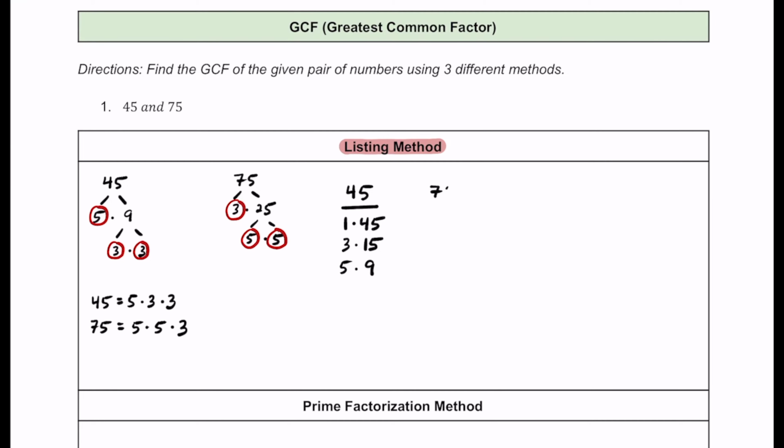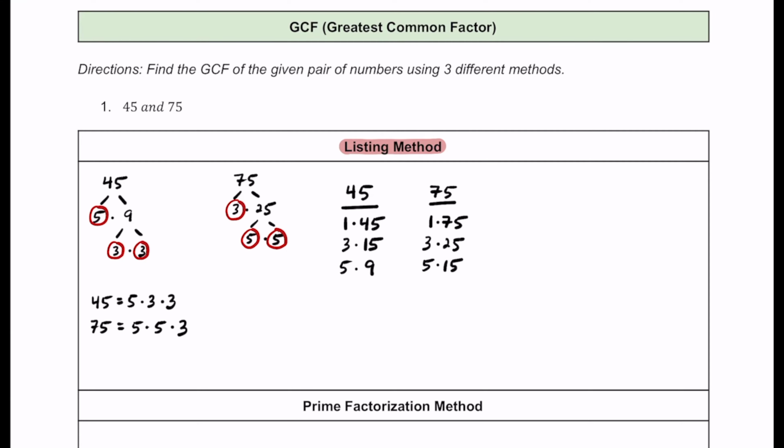For 75, let's go ahead and do the same thing. So we should start off with 1 times 75, that's a given, right? And then there's no 2, but there's a 3 and 25. So we can say 3 times 25 is 75. And then finally, I think there is a 5 times 15. So we're going to have 5 times 15, and I believe that's all the factors.